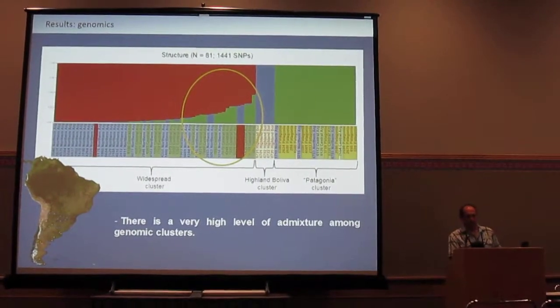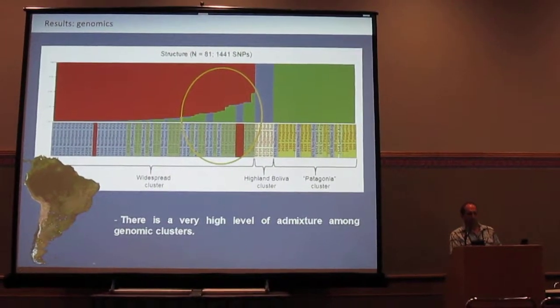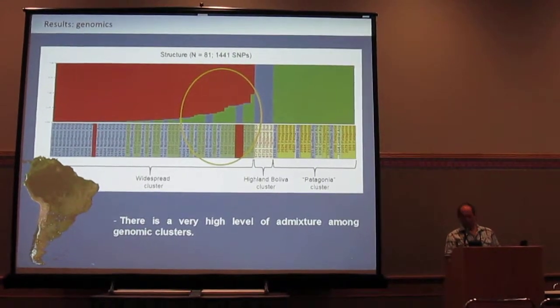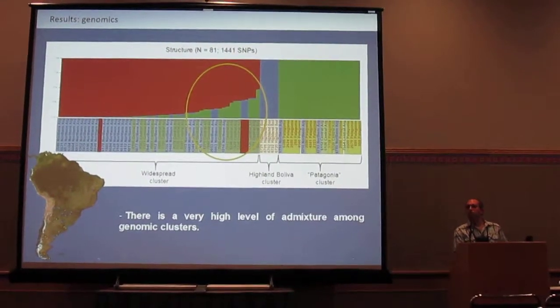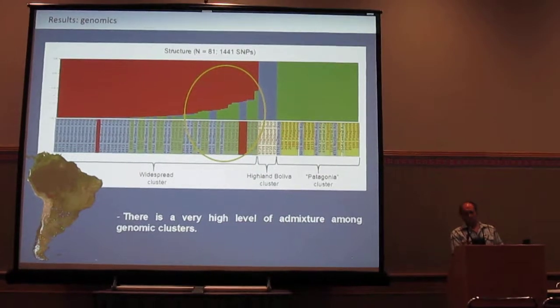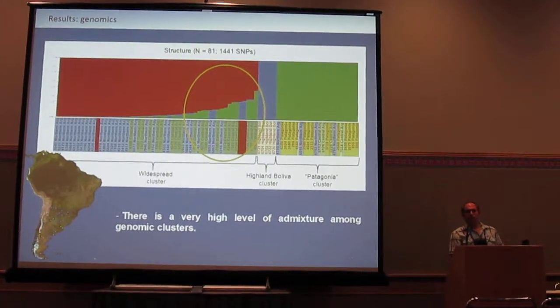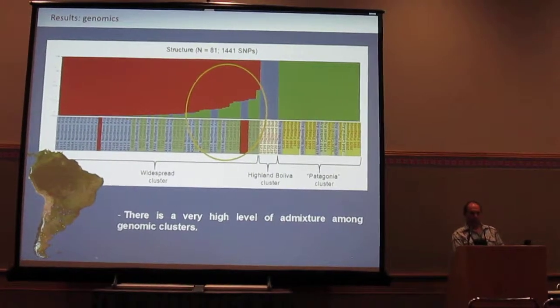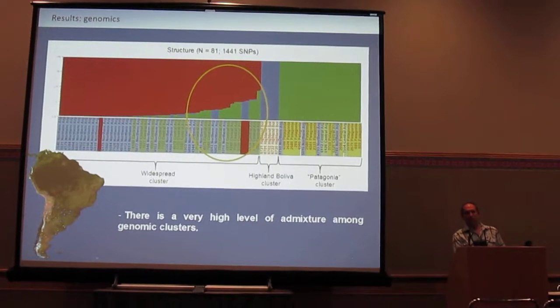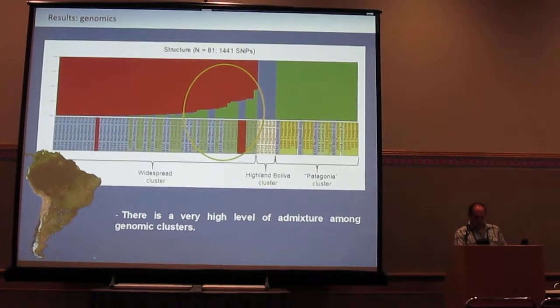So we have at least 15 to 20 individuals that have at least 20 to 45, 50% of their genomic content corresponding to a different clade than the widespread, even though the majority of the DNA appears to be from the widespread clade. So this is indicating a lot of gene flow.